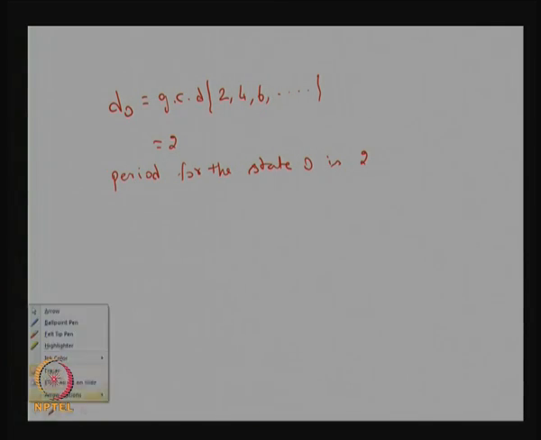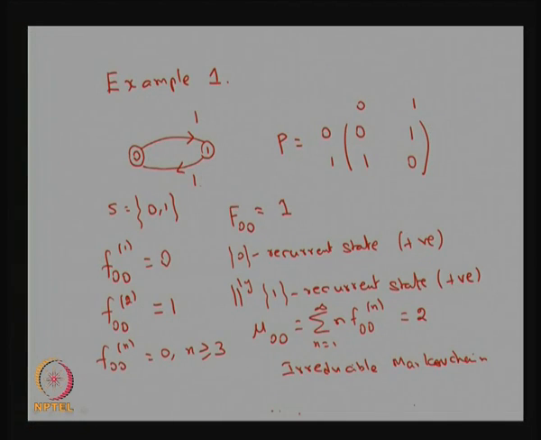Similarly, you can find out what is the period for the state 1 also. If you do the same exercise, by seeing this diagram you can make out the state 1 also is going to have the GCD of 2, 4, 6, 8 and so on. Therefore, the period for the state 1 is also going to be 2. Otherwise also you can conclude, since both are communicating states, the period for the state 0 is 2 and since the state 1 is communicating with the state 0, that means it is accessible in both ways. Therefore, the state 1 also has the same period.